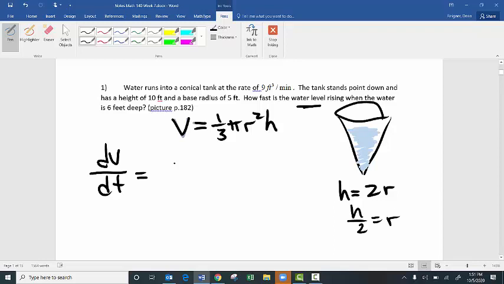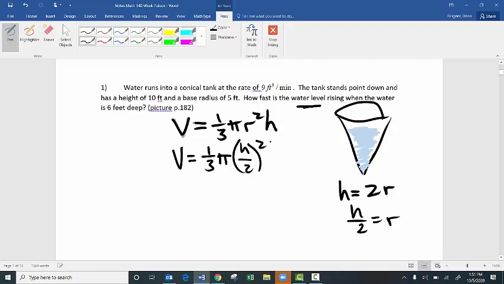Okay, so now this formula, before we take the derivative, we're going to have to change it a little bit. Okay, and write the volume here, 1/3 pi. So we want to get rid of the r. So we have h over 2, the quantity squared, times h. So the volume, when you're all done, is 1/12. 2 squared is 4 times 3 is 12. Pi. And then h cubed. Like that. So now we're ready to take the derivative.